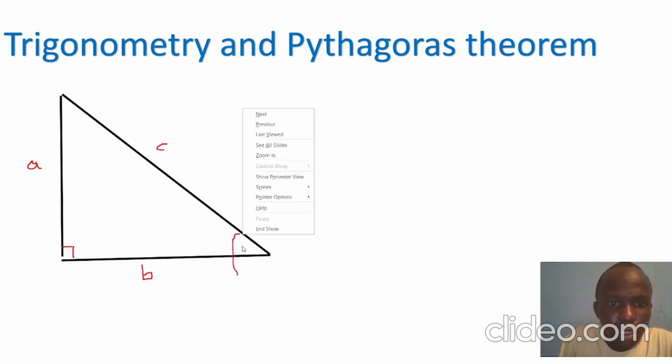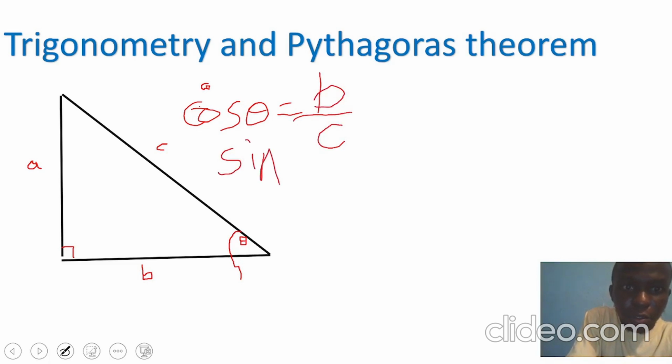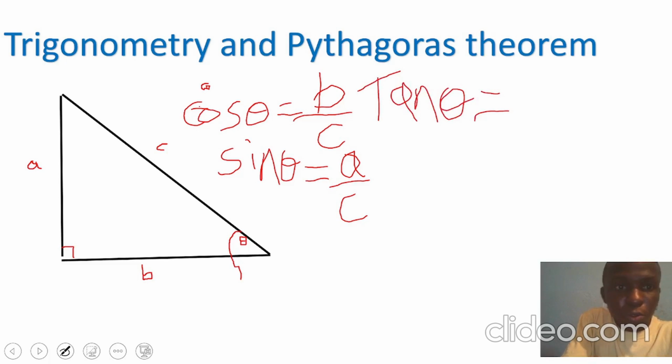So, a quick review on trigonometry. Let's say that is the angle theta. The cosine, cos theta, is equal to, in our triangle there, B over C. Sin theta is equal to A over C. And tan theta is equal to A over B, opposite over the adjacent. So that is basic trigonometry.